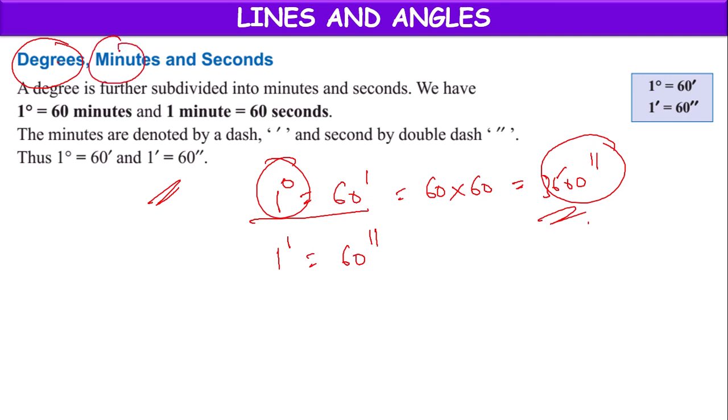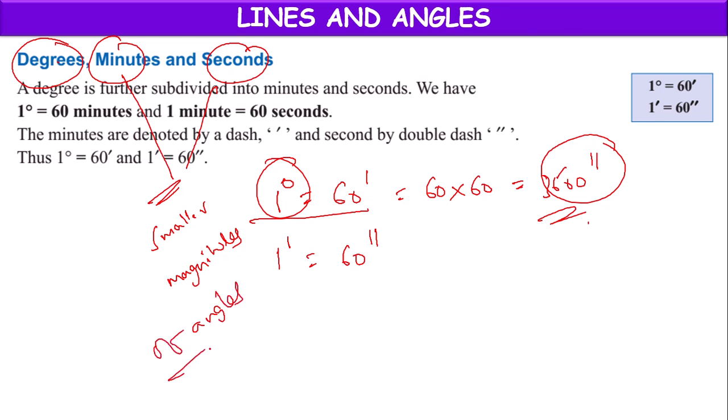Like this, we can have subdivisions in degree. They are minutes and seconds. They are used to measure very small magnitudes of angles.